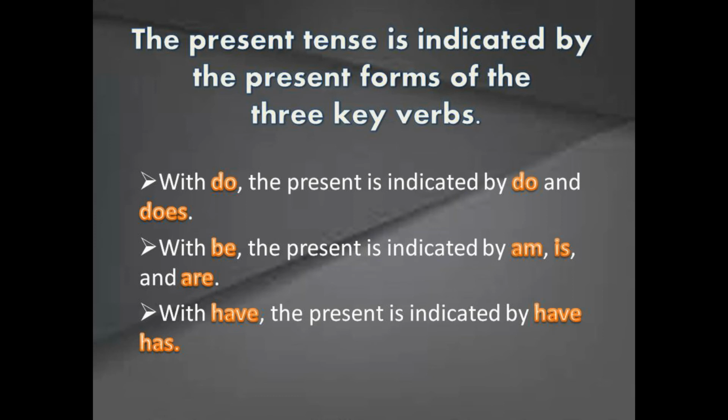Learning present tense is also learning the indicated present forms of the three key verbs. Our three key verbs are do, be, and have. With do, the present is indicated by do and does. With be, the present is indicated by is and are. With have, the present is indicated by have and has. It is important to know what kind of forms you will use in a verb, because you will identify what kind of tense it is.